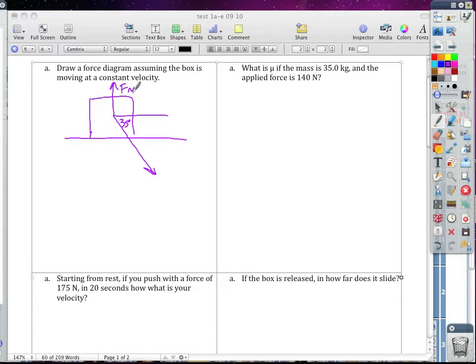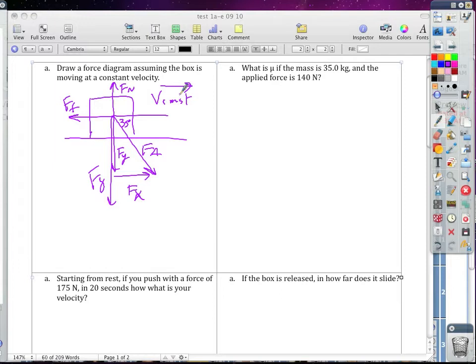F sub n like this. F sub f like that. And of course putting gravity here. And this one being Fa, this one being Fx, this one being Fy. And of course, I would put v constant like this so that I remembered.